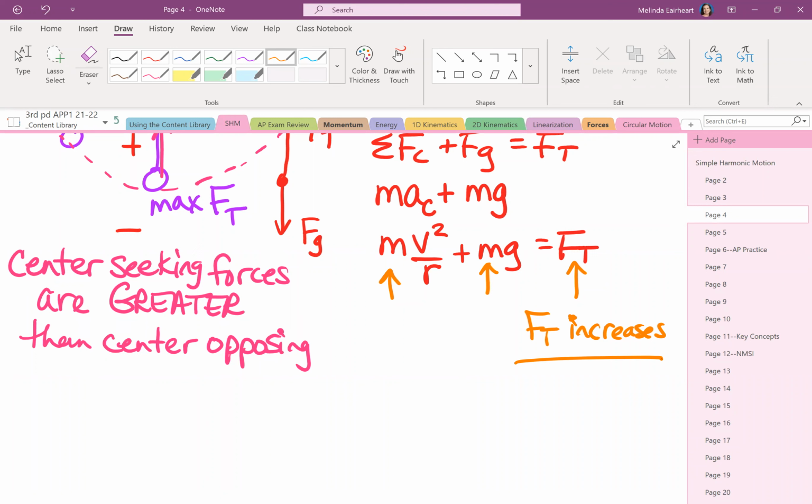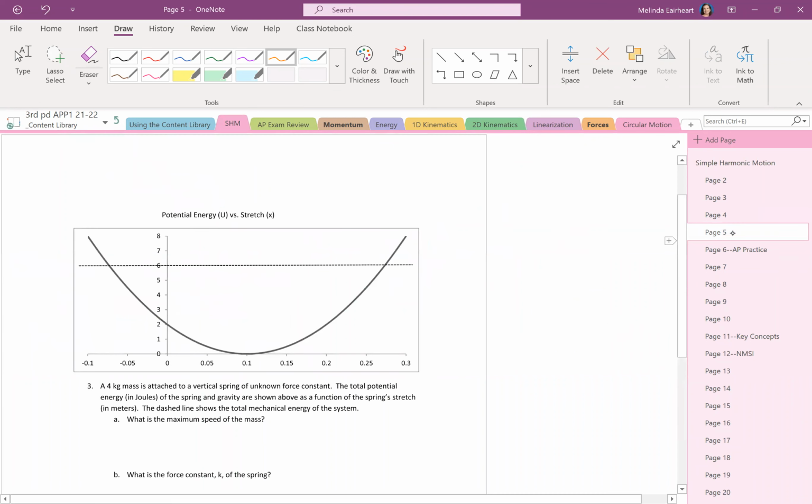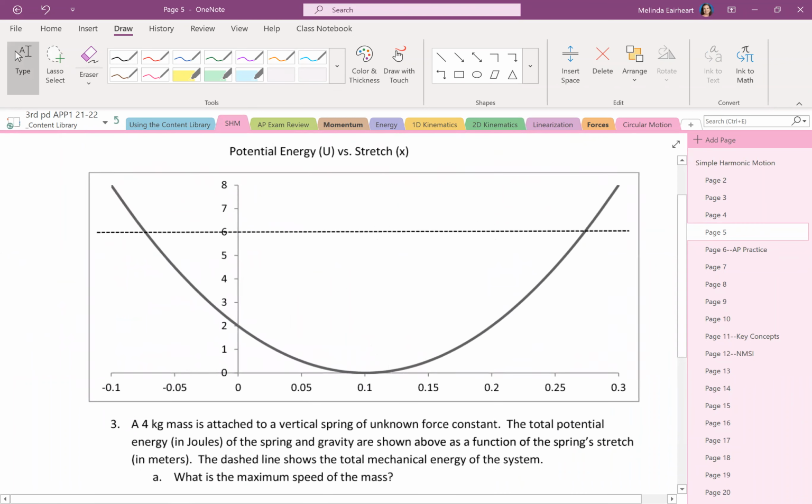All right. A little bit more time. I want to at least get the next problem started. Page 5. It's a little different. Okay. So now we're starting to get into those left field, not cookie cutter, AP level type of questions.